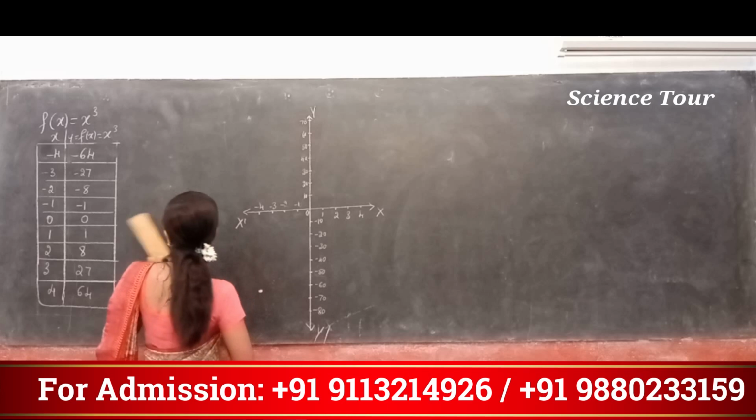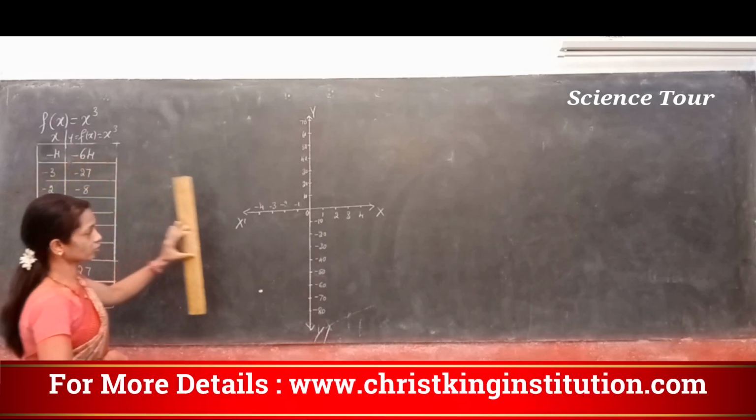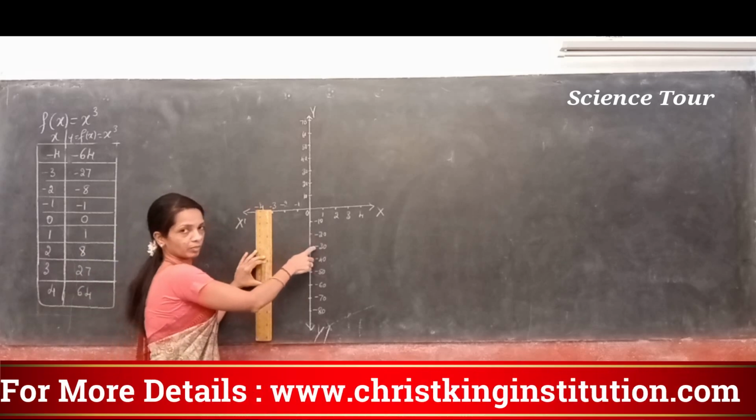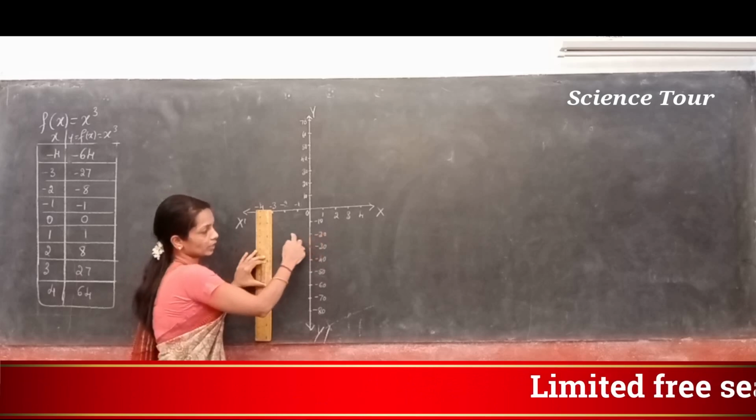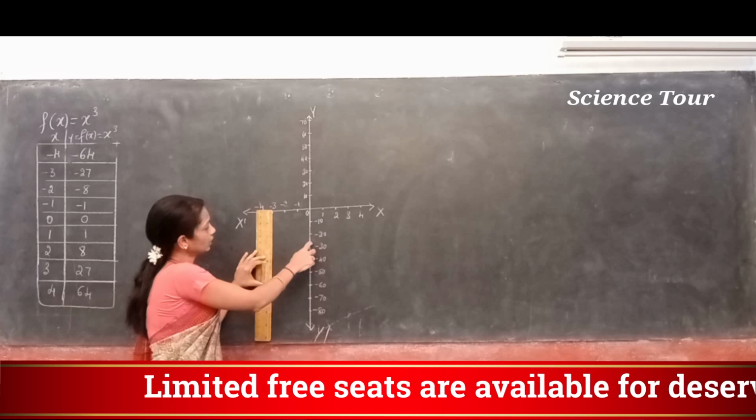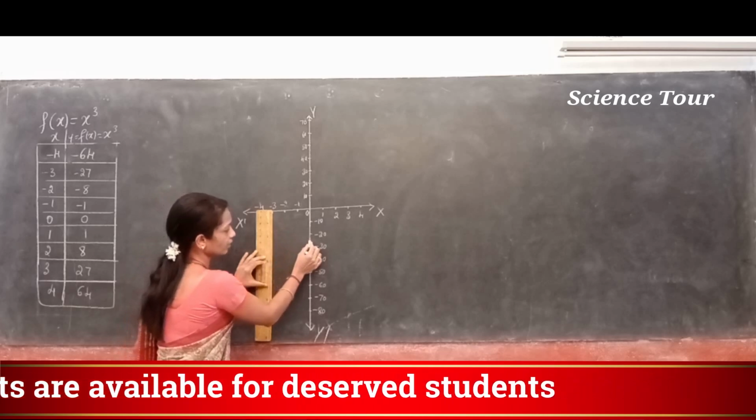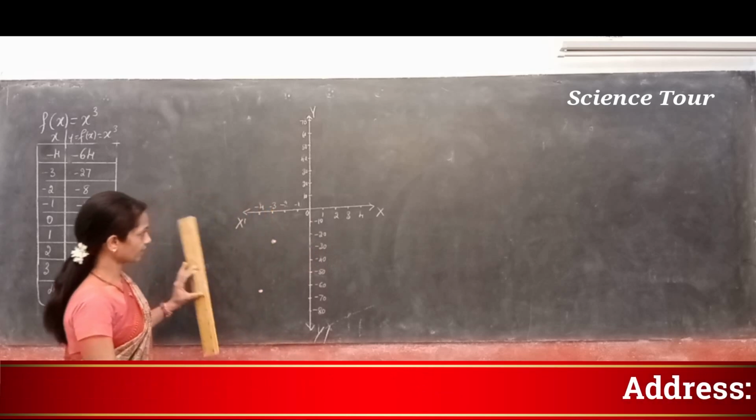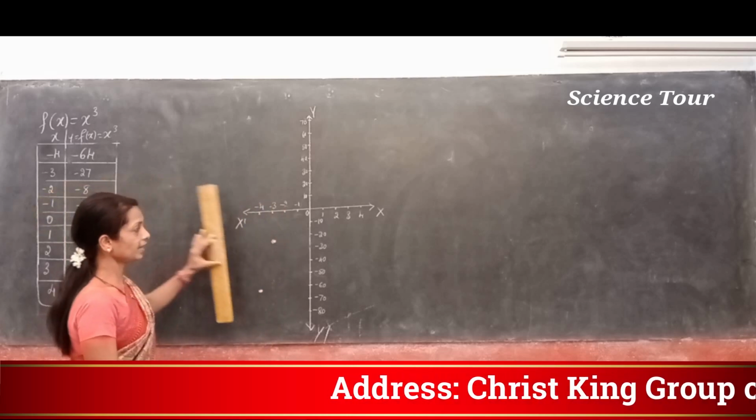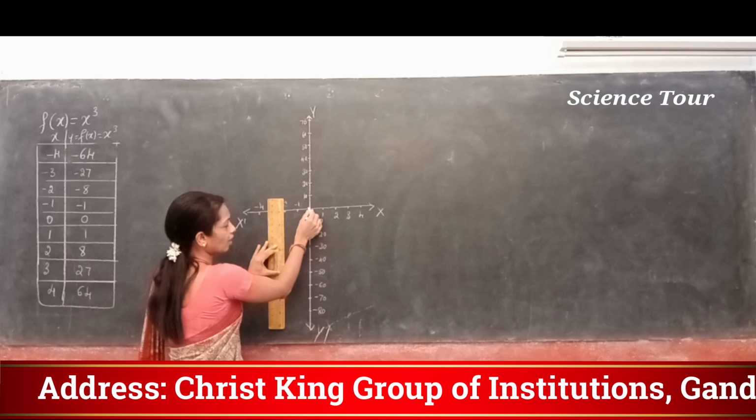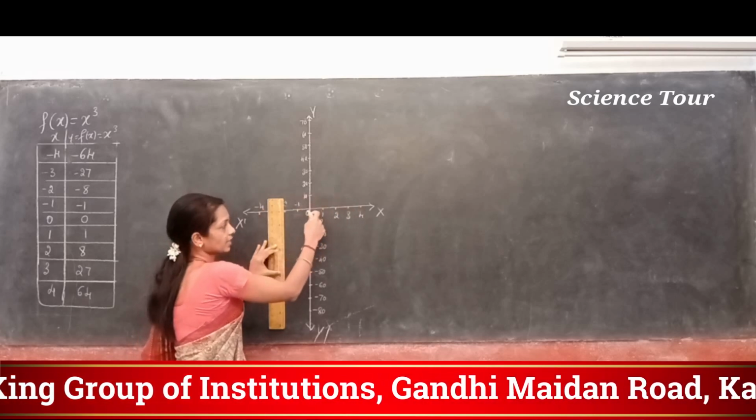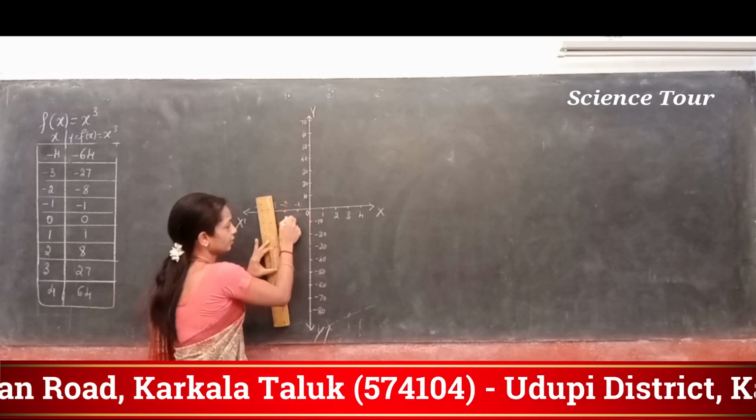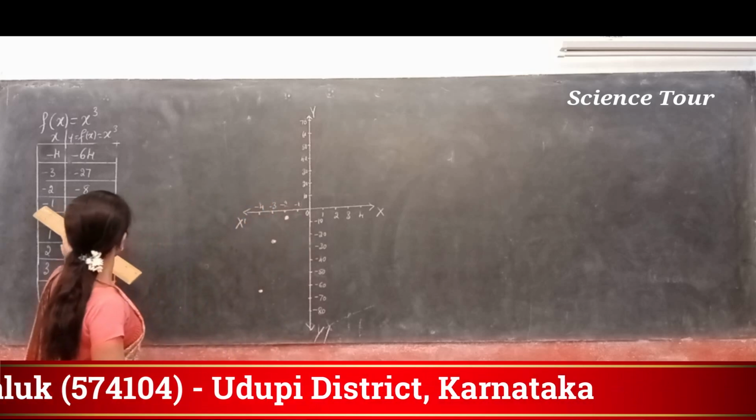Next point you have to mark is minus 3, minus 27. At minus 3 you have to move down to minus 27. In between minus 20 and minus 30 you have minus 27. After minus 20, the 7th horizontal line is for minus 27. So somewhere here you will get it. This is the point minus 3, minus 27. Next minus 2, minus 8. Below the x axis, the 8th horizontal line is for minus 8. So here is that point.